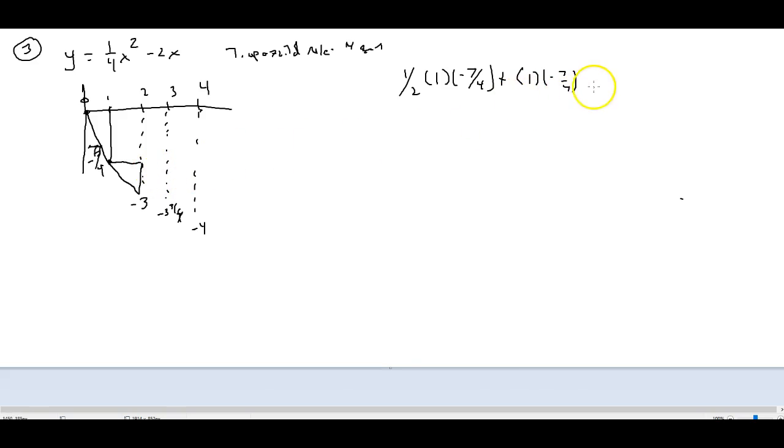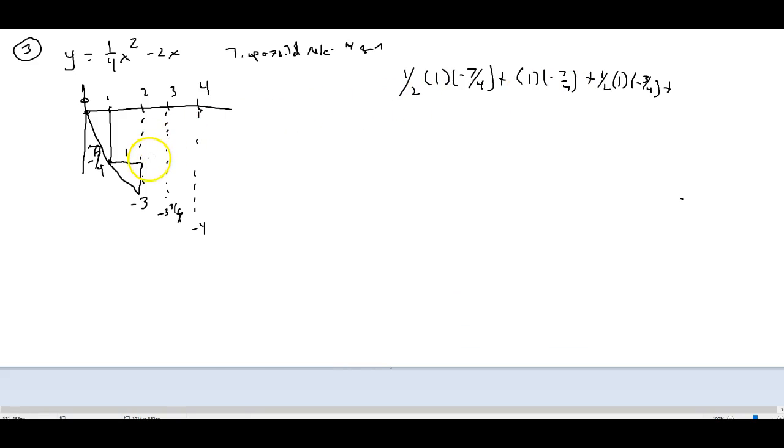So the triangle would be plus 1/2, 1. The base is 1, still this triangle. This part here is going to be 1 right here, right? That's 1. And then this height here is -3 minus a -7/4. That's -3/4, I believe. -3/4.